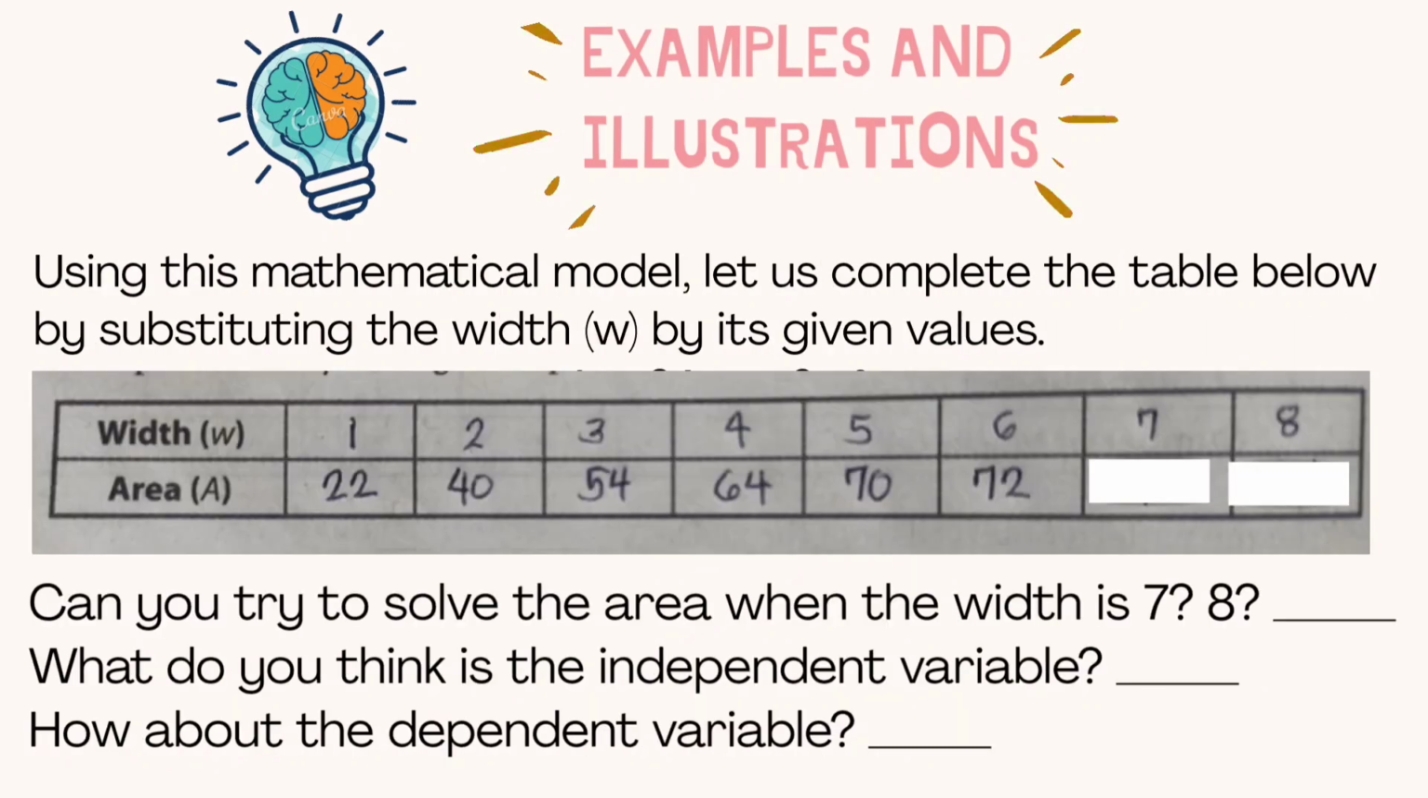Using this mathematical model, let us complete the table below by substituting the width by its given values in area equals 24W minus 2W squared. Can you try to solve the area when the width is 7 and 8? What do you think is the independent variable? How about the dependent variable?